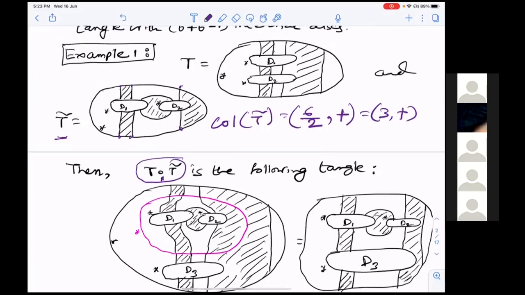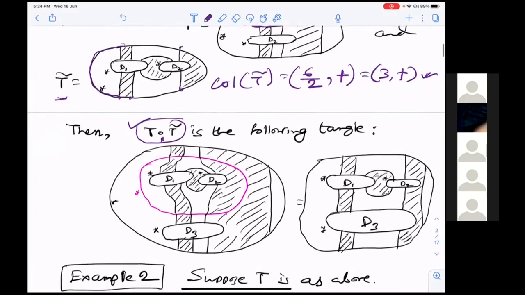So we want to substitute T tilde inside the first disk of T. Let me check whether the color is matching. Yes, the color is matching, because the color of T tilde is 3+, and the color of D1, the first disk, is also 3+. The star is in the white region, so one can define this. What we do is squeeze T tilde and put it inside, with the star of this matching the star of that. It does not matter, because up to isotopy the tangles are the same. So just squeeze it, put it along the star arc, and then remove the boundary of the disk.